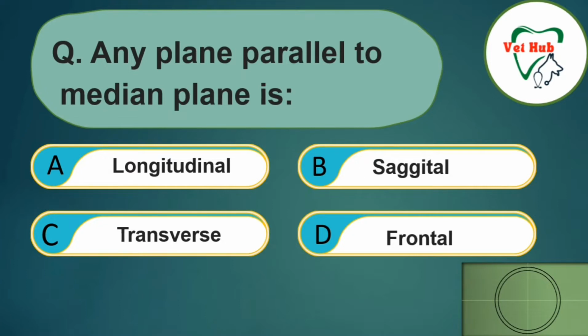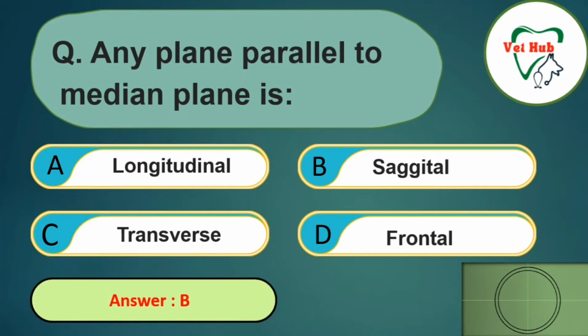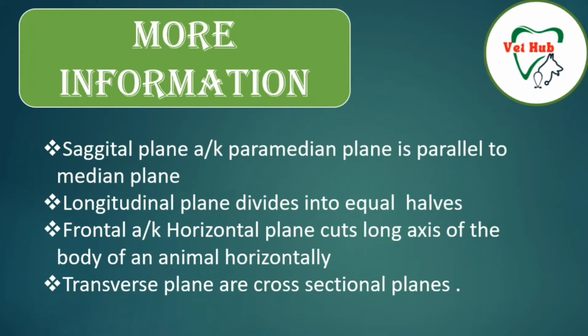And the correct answer is option number B, sagittal. Any plane parallel to median plane is called sagittal plane or paramedian plane. Longitudinal plane divides the body into two equal halves, while frontal plane or horizontal plane cuts long axis of the body of an animal horizontally, whereas transverse plane are cross-sectional planes.